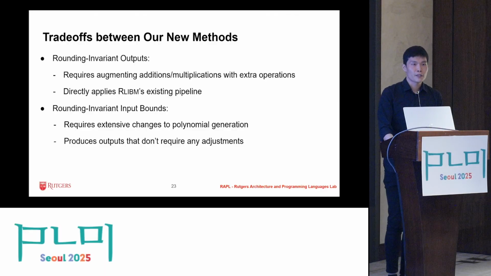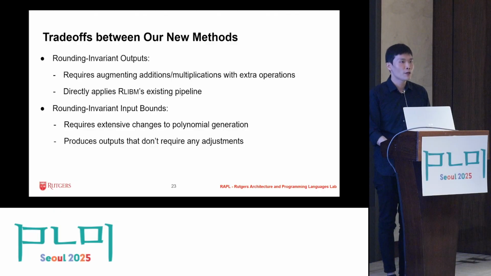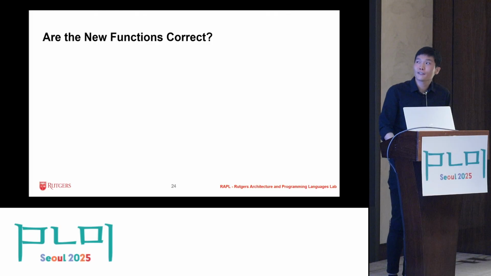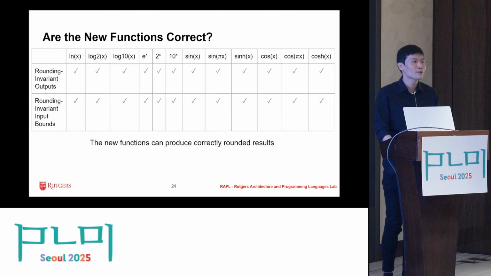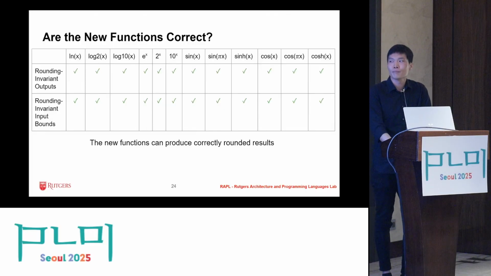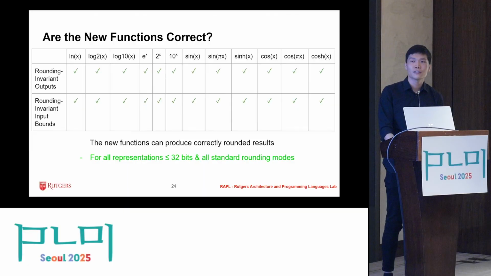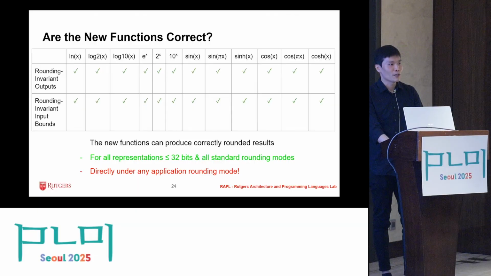So using these two new methods, we have developed new implementations of the various elementary functions provided by our original library. We've spent a fair amount of time developing these functions, so it would really be nice if they are correct. And as intended, all of our new functions produce correctly rounded results for all inputs. I'd like to add that the correctness proclaimed on this slide is an extension of the correctness already offered by RLibm. This means that using our new methods, we have developed functions that can produce correctly rounded results for multiple representations and for all standard rounding modes, while being directly invocable under any application rounding mode.